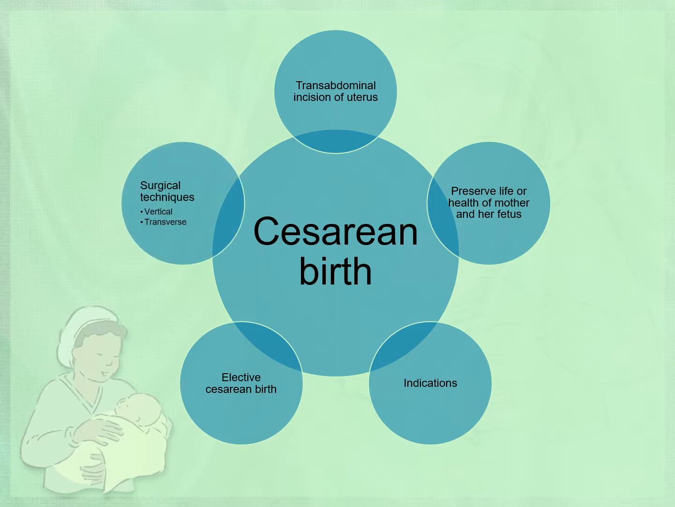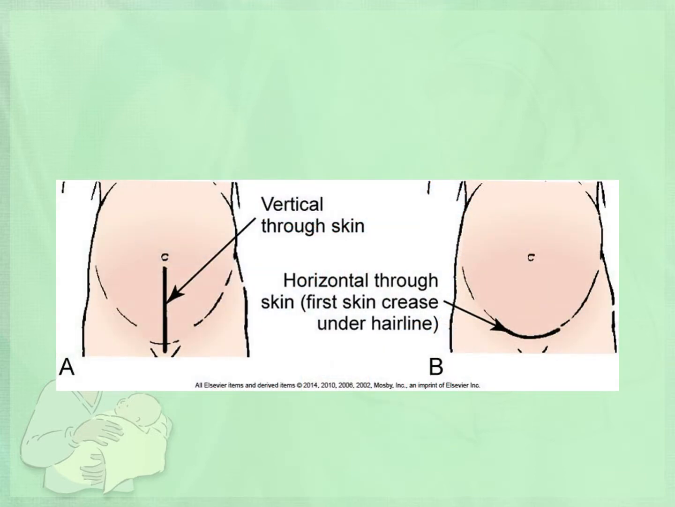The surgical techniques include both vertical and transverse techniques. The skin incision of a cesarean birth will be either vertical or transverse. The vertical skin incision will extend from below the umbilicus to the mons pubis. The transverse incision will be horizontal through the lower abdomen. The type of skin incision does not indicate the type of uterine incision.